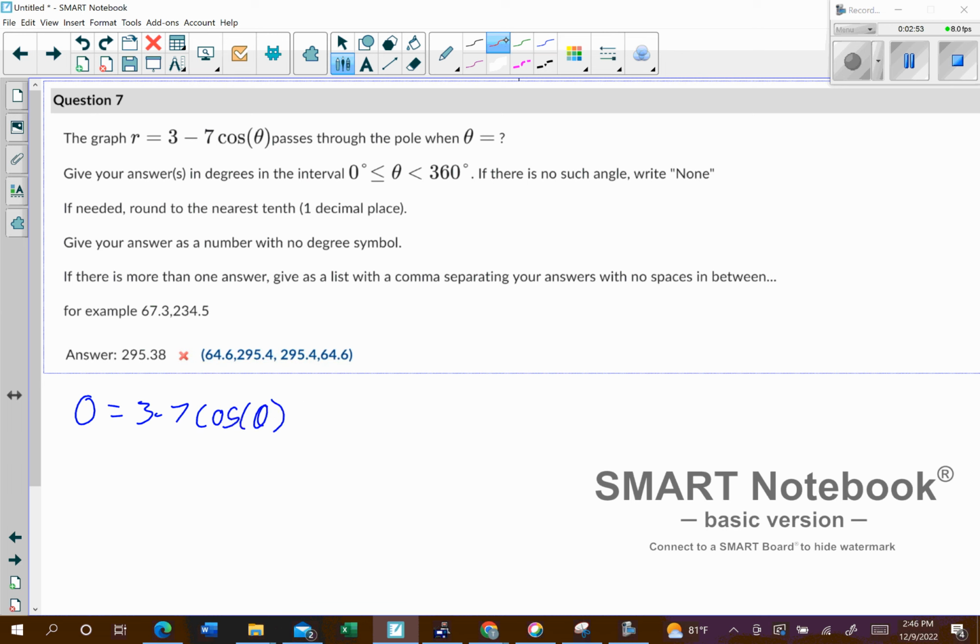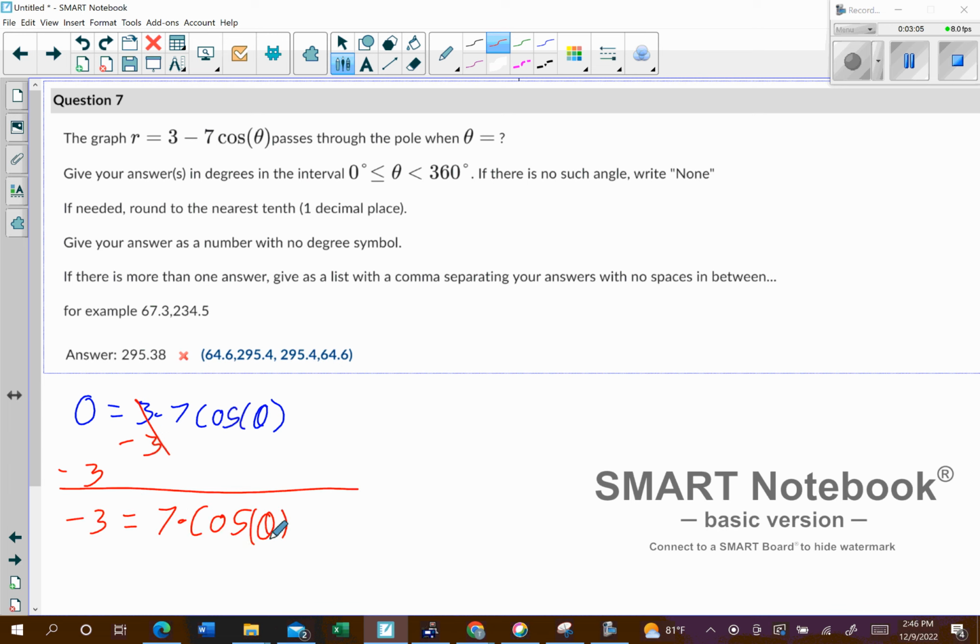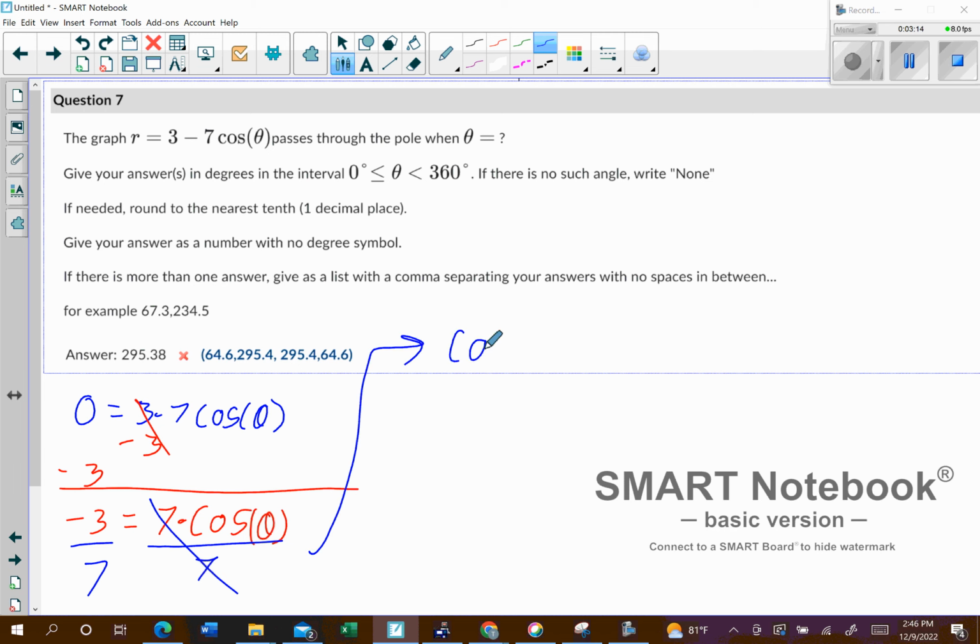Okay, so here we go. We're going to subtract 3 on both sides to get started. And so we'll cancel that out. And so we'll have negative 3 equals 7 times cosine of theta. And then divide by 7 on both sides. Oh yeah, that's a negative 7. Let me fix that real quick, because that was minus. Okay, so we're dividing by negative 7. Sorry about that. So a negative divided by a negative, we're going to get positive. So that's going to be positive 3 over 7.